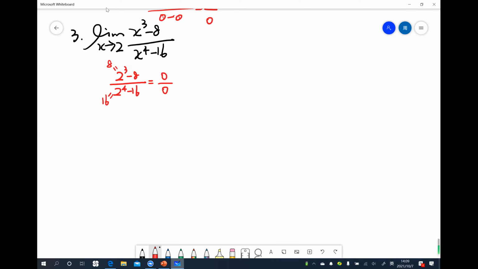So now we look back to the function here, as x approaches 2. For the numerator, x to the power 3 minus 8 can be written as (x minus 2) times (x squared plus 2x plus 4), right?